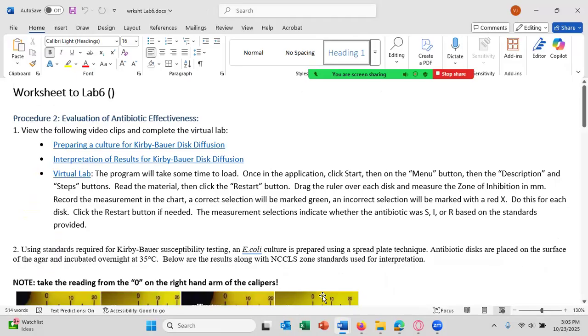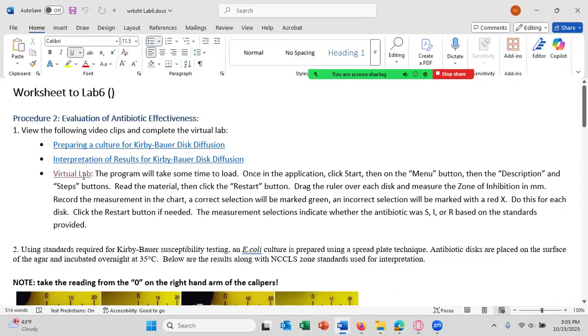So procedure 2, evaluation of antibiotic effectiveness. View the following video clips on preparing a culture for the Kirby-Bauer diffusion method, and then view an interpretation of the results for the Kirby-Bauer diffusion method, a little video, and then do the virtual lab on the Kirby-Bauer diffusion method.